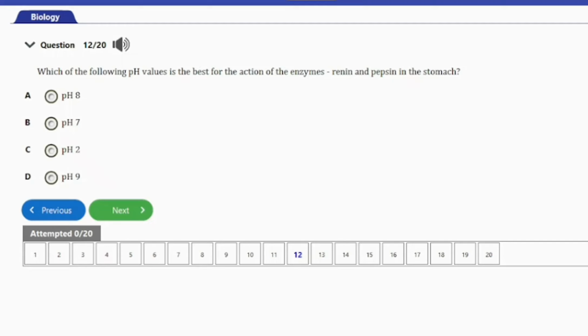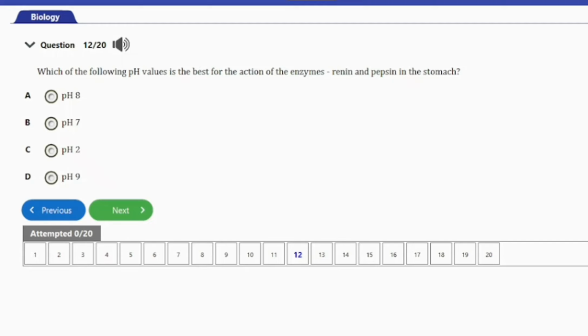Question number 12 here, it says, which of the following pH values is the best for the action of the enzymes renin and pepsin in the stomach? We have A, pH 8, B, pH 7, C, pH 2, D, pH 9.